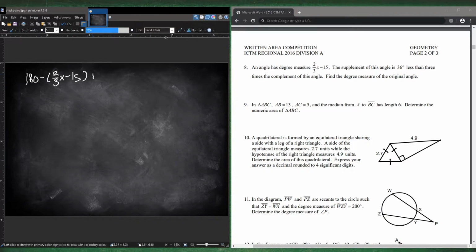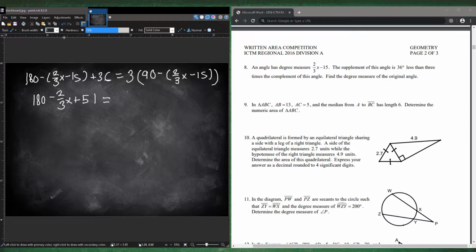Okay, so it's 36 less, so you have to add 36 because it's a less than amount. So it's 36 less than 3 times the complement. So complement is 90 minus that angle, so 90 minus 2/3 x minus 15, right? So this equation is true. So we have 180 minus 2/3 x, and then minus a negative 15 is plus 15, plus a 36, which is a plus 51.